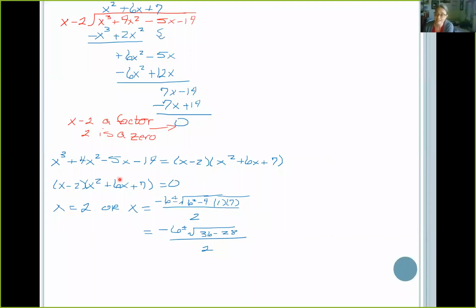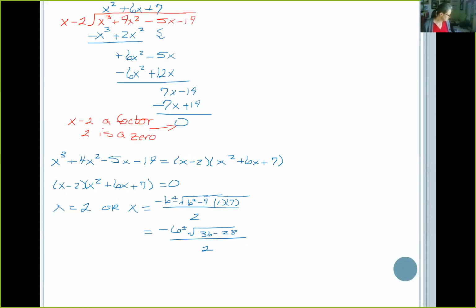Which means I can find my other zeros. I already know that x equals 2 is a zero, but I have to find these zeros. So I can find these zeros by using the quadratic formula. So x equals negative 6 plus or minus the square root of 6 squared minus 4 times 1 times 7, or negative 6 plus or minus the square root of 36 minus 28, over 2.